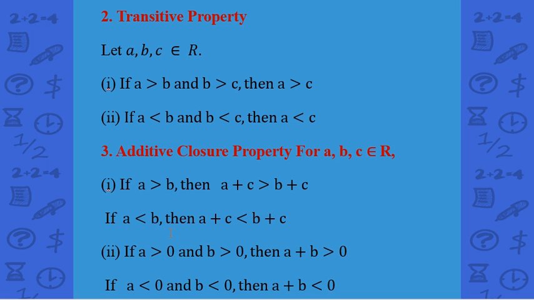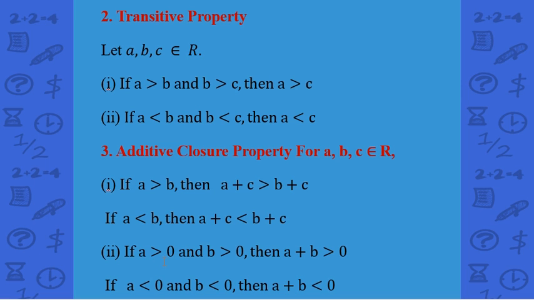Similarly, if A is less than B, then A plus C is less than B plus C. The same number we are adding on both sides of the inequality, but now the sign is reversed. Before it was greater than, but now it is less than. For this one I am choosing an example. For example, 2 is less than 3. So I am adding 1 on both sides. So 2 plus 1, which is equal to 3, is less than 3 plus 1, that is equal to 4. So we say that 3 is less than 4.